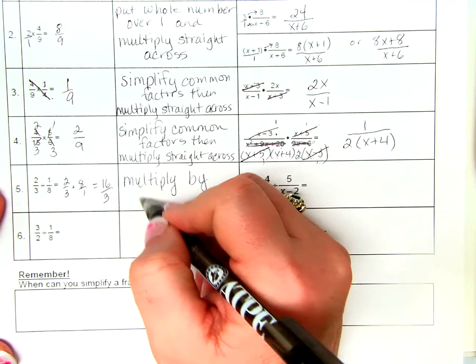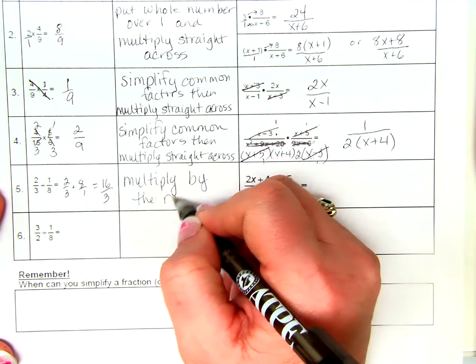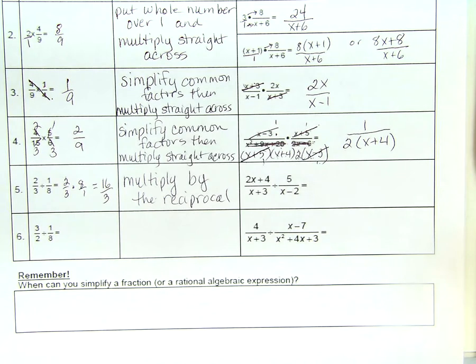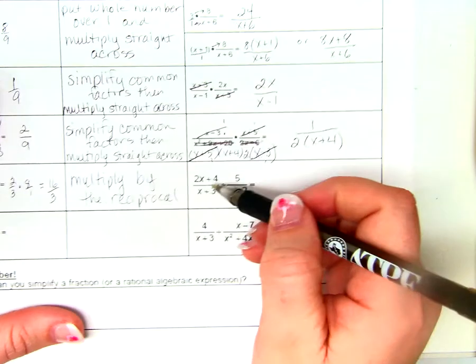I multiplied by the reciprocal. R-E-C-I-P-R-O-C-A-L, reciprocal. Fair enough? Now I want to factor as I go still, don't I? Just in case. So how am I going to do this problem right here?